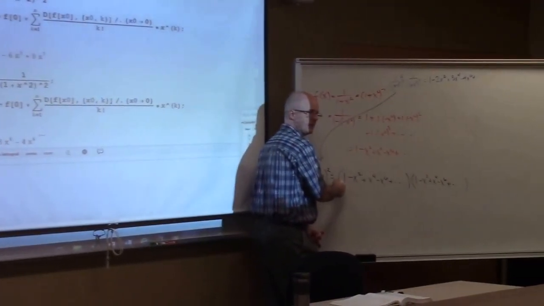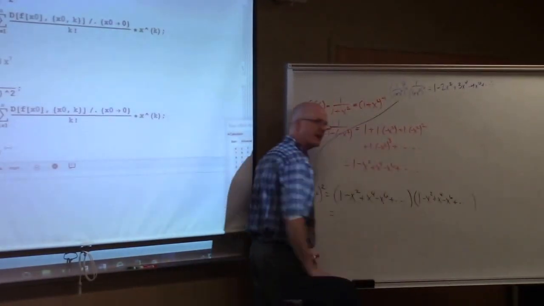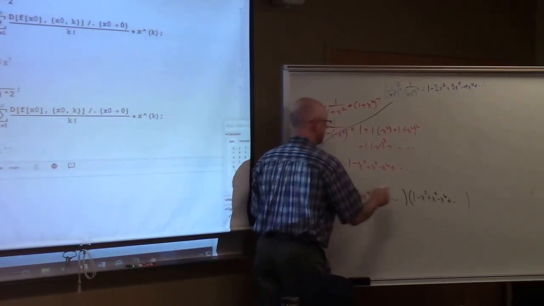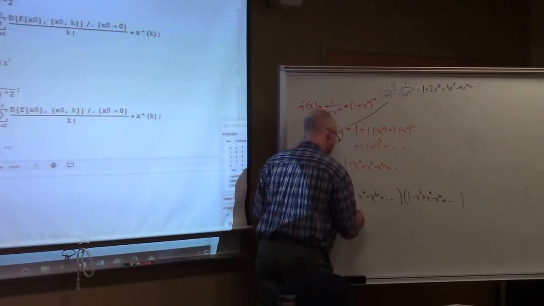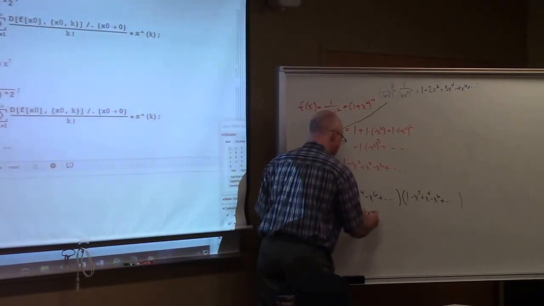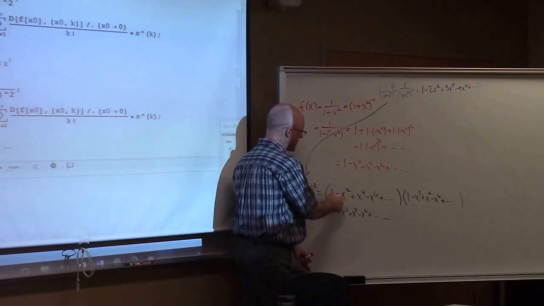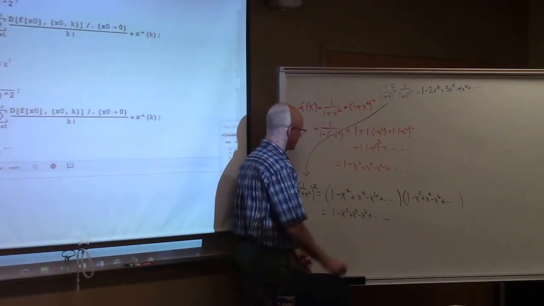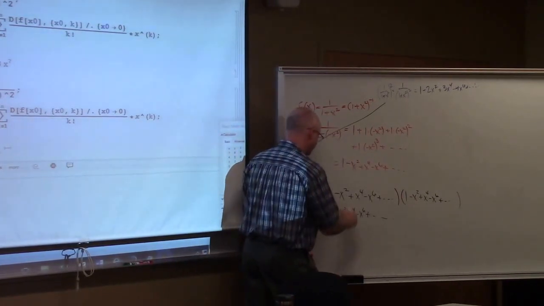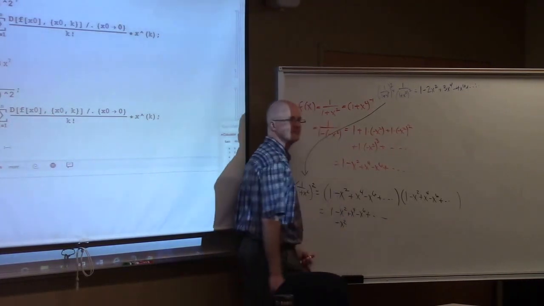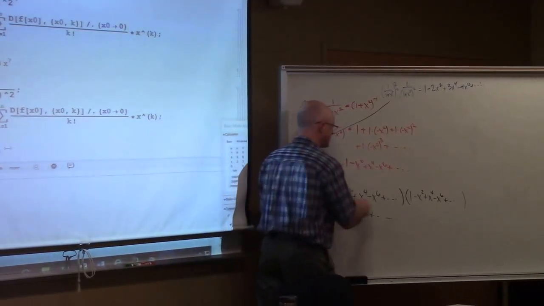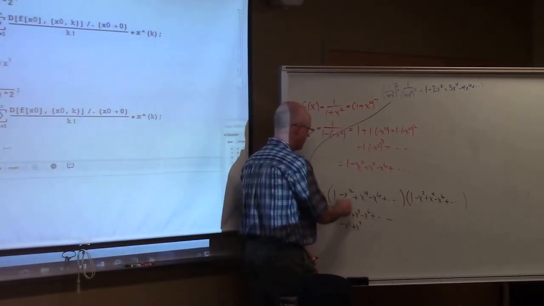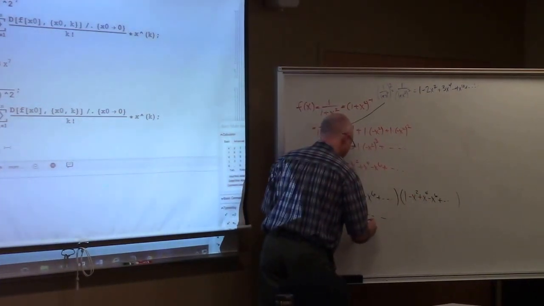Take each term on the left and multiply it by every term on the right once. 1 times all these terms is all these terms. It's 1 minus x squared plus x to the 4th minus x to the 6th, etc. Then go to the next term over here, negative x squared, and multiply it times all these terms once. Negative x squared times 1 is negative x squared. Put the answer below the other negative x squared like that. Negative x squared times negative x squared is positive x to the 4th. Put it below the other x to the 4th. Negative x squared times x to the 4th is minus x to the 6th. Put it below the other one.